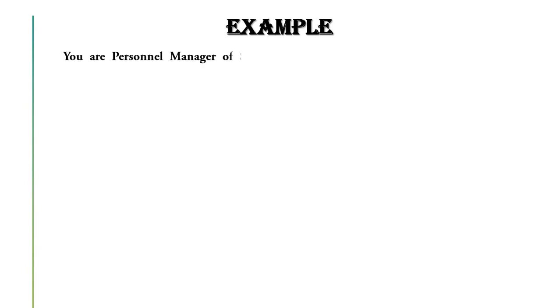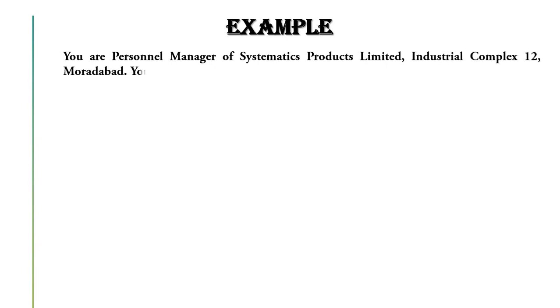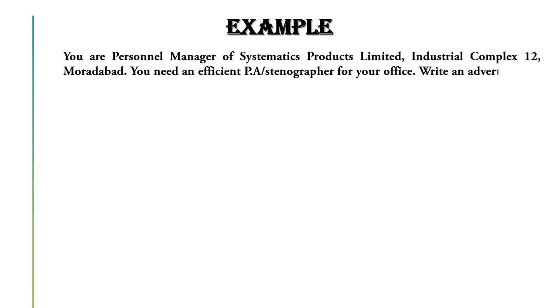Right. So let us look at an example. You are the personnel manager of Systematics Products Limited, Industrial Complex 12, Moradabad. You need an efficient personal assistant cum stenographer for your office. Write an advertisement for the situation vacant column of a local daily. So do not immediately go and start writing an advertisement. That should not be on the priority list.